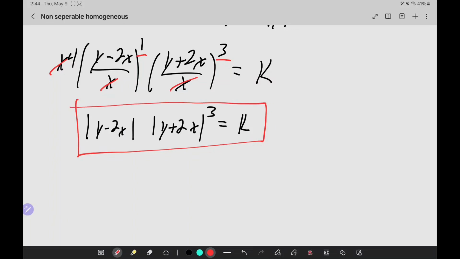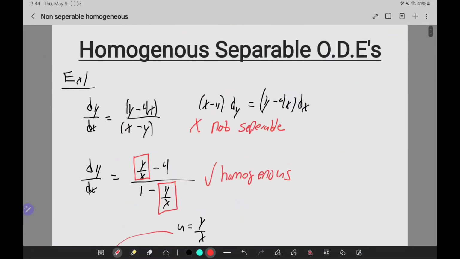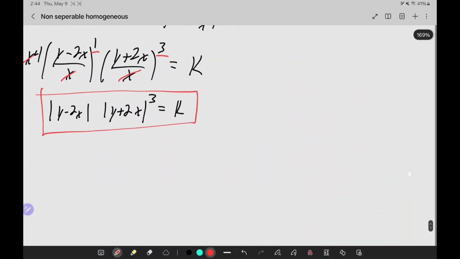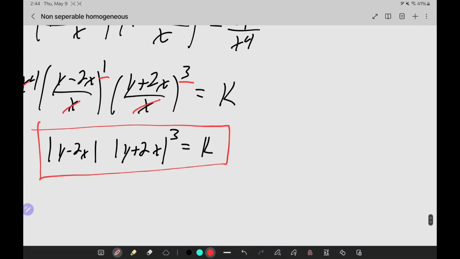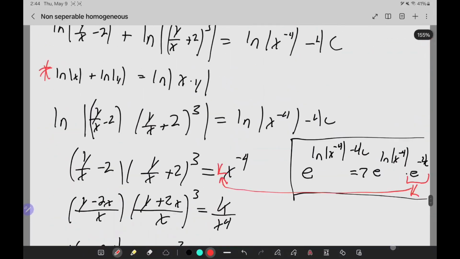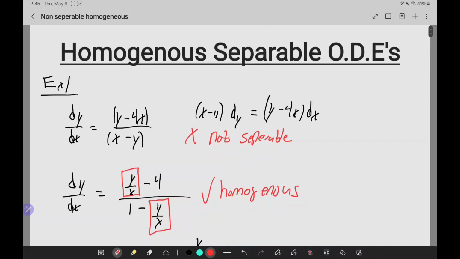That was a very long example. So you can see this is how you would do a non-separable homogeneous equation. I'm going to do another video with a few more examples of homogeneous equations just to help you guys out, because I know this was very long. This is a long video. So I'll leave this one here and I'll make a separate video for some more examples.